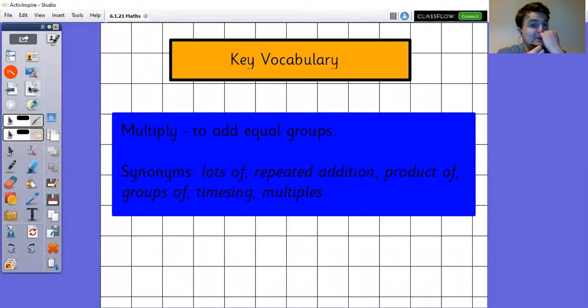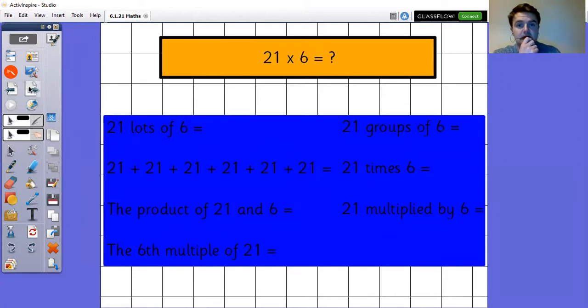So let's have a look at some of the different vocabulary that we might associate with multiplying. So multiplying means adding equal groups, and there's lots of ways that you will see that. But these are some of the most common ways. So you might see lots of, repeated addition, product of, groups of, timesing, or multiples. And throughout these slides, I'm going to try to make sure that I use as many different versions of that as possible. So our first example is going to be for 21 times 6.